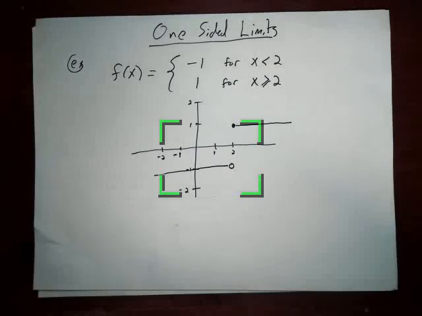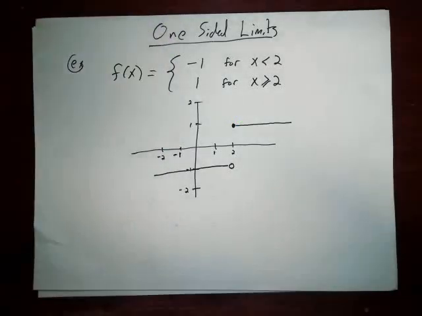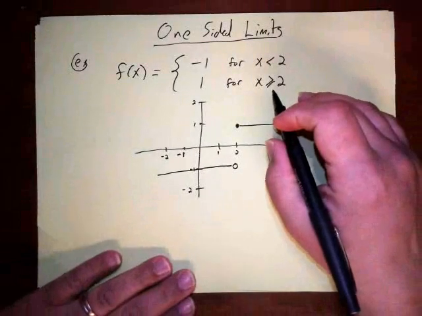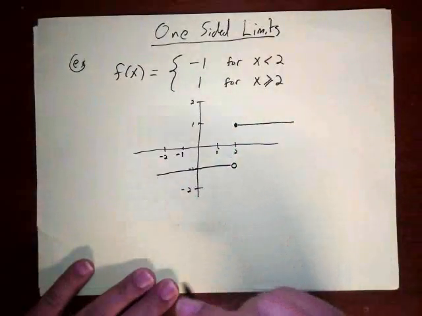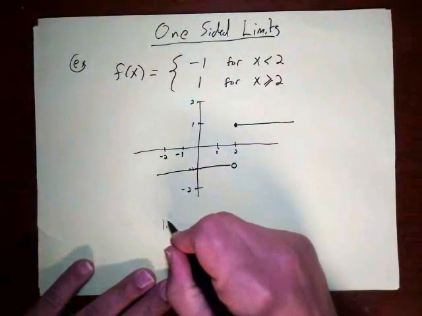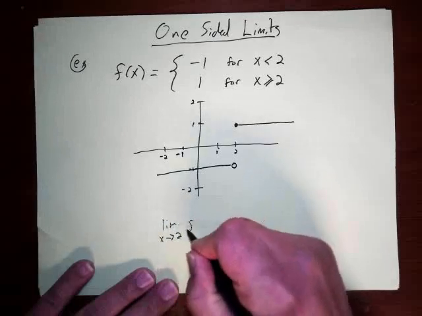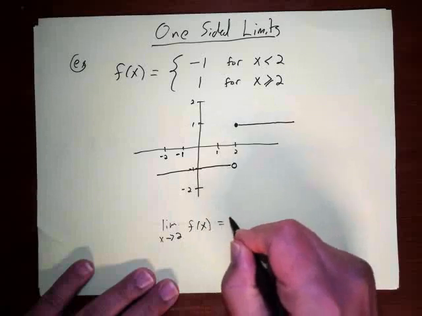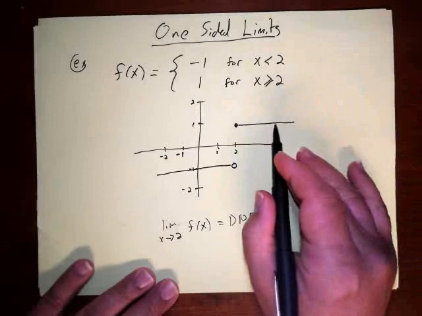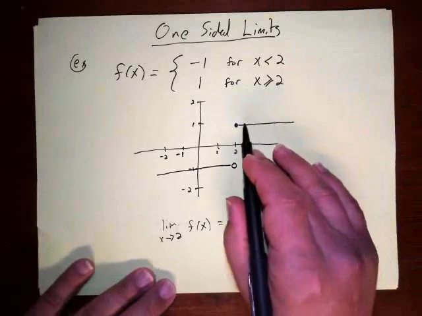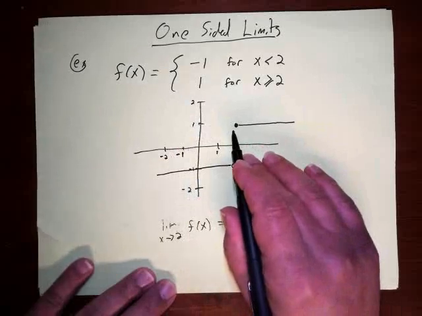Okay, we're now going to talk about one-sided limits. I'm going to start out with this example here. It was one of the examples that I used to show when a limit does not exist. Here, the limit as x approaches 2 of f of x, we found that does not exist. The reason is that in order for the limit to exist, the function has to be approaching the same value from both sides.